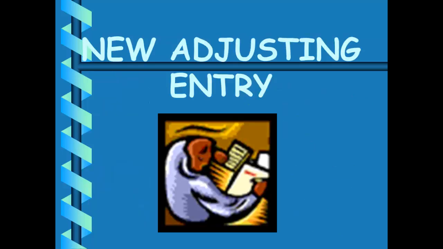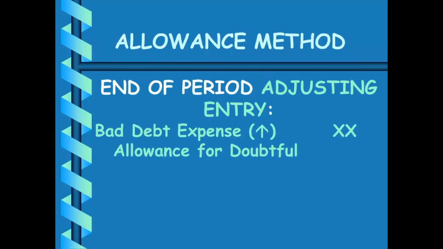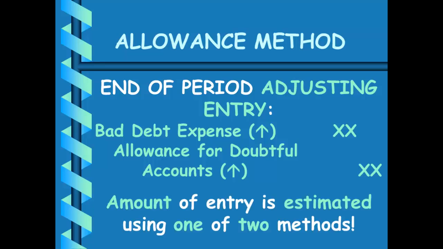When we use the allowance method, we're going to make a new adjusting entry. So this is simply another entry we add into all of my chapter 3 entries. Here's what it's going to look like. I'm going to debit an account called bad debt expense, and I'm going to credit an account called the allowance for doubtful accounts. Debit bad debt expense and credit the allowance for doubtful accounts. The amount of this entry is going to be an estimated amount. It is not an absolute known factual amount. It is going to be our best estimate, and we're going to talk about how we calculate that later on today.